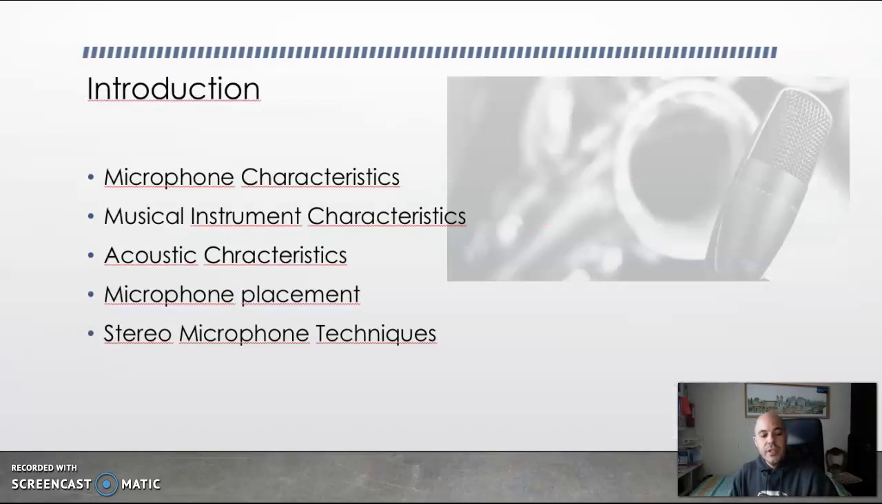In my presentation, I will go through some parts which are important to understand why we use different microphones and microphone techniques. These are microphone characteristics, musical instrument characteristics, acoustic characteristics, microphone placement, and stereo microphone techniques.